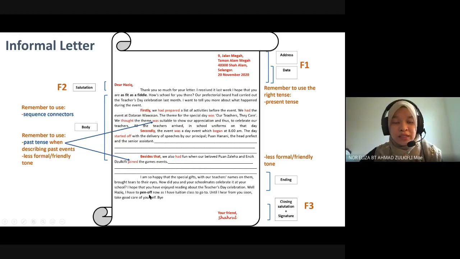And don't forget, for your writing, to use your sequence connectors: firstly, secondly, besides that. Why do you need to use all this? You need to use all this to remind yourself that you're going into a new point, and this will also signal to the examiner that you are heading into a new idea. So it's good to have sequence connectors. Now this is a sample of a formal letter. Now let's go to the next one.